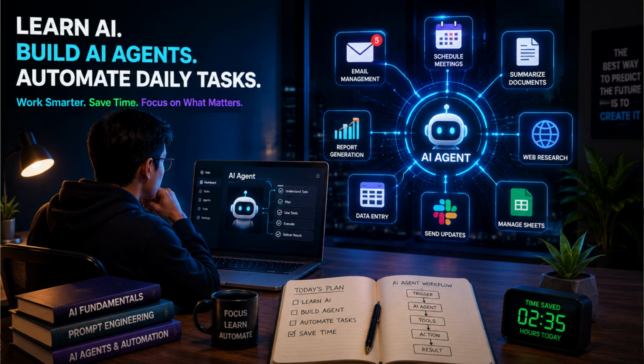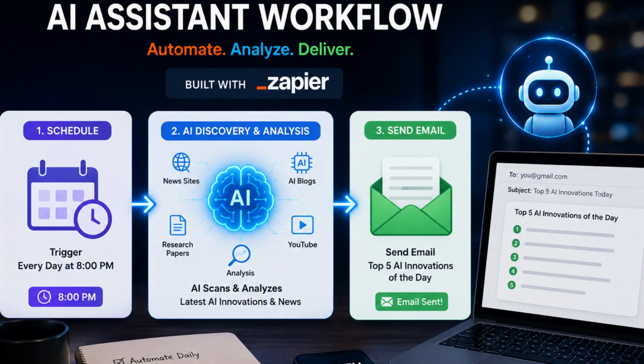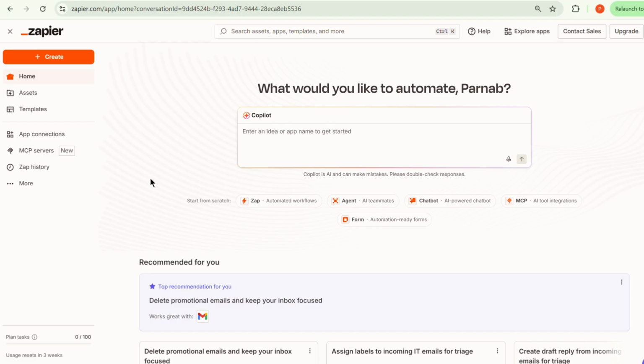So let's try to understand what we are going to build today. It's a very simple workflow. Once you understand the basics, you will be able to build more complex workflows on top of that. Today we are going to stay up to date on AI related information. So I'm going to make an AI agent which will go to the internet, search across different websites, and publish me the top 5 news or innovations on AI, and it will drop me an email every day at 8 p.m.